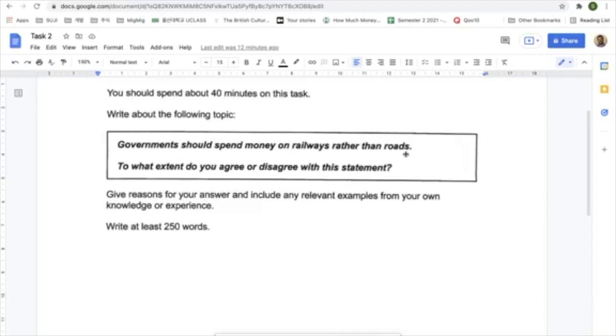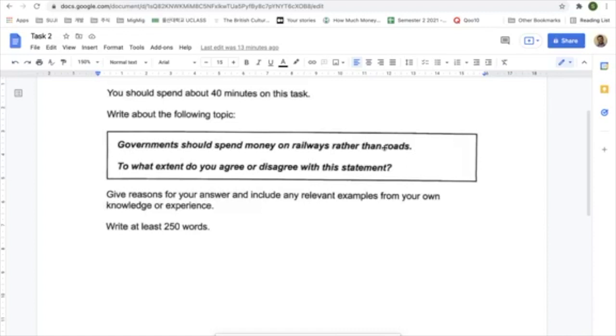Do you agree? Do you think railways, trains, are better than cars? What do you think? Leave a comment. Do you prefer traveling on trains, or do you prefer traveling by car? But essentially, if we boil down the question and analyze it deeply, we can say that it's railways versus roads.